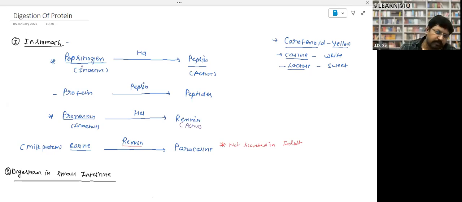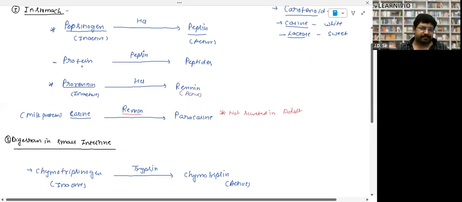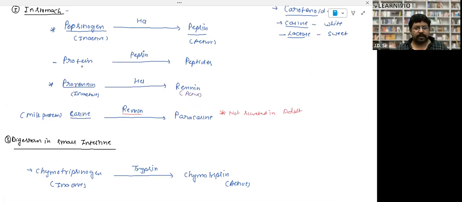Again, one more proenzyme, that is prorenin. Prorenin is an inactive enzyme. It is converted into renin with the help of HCl. Renin breaks down the milk protein casein into paracasein, right? Please note down.